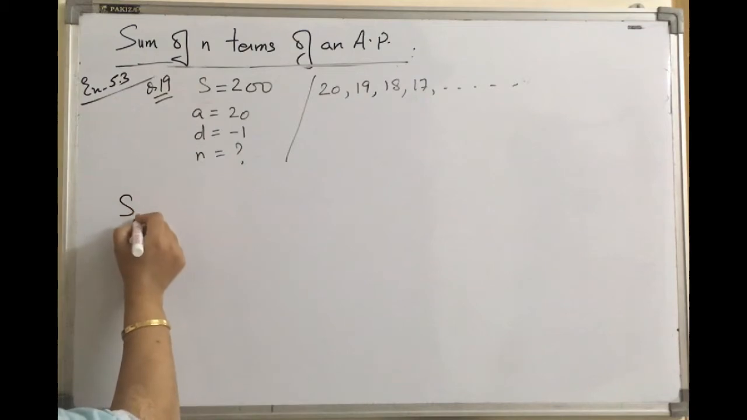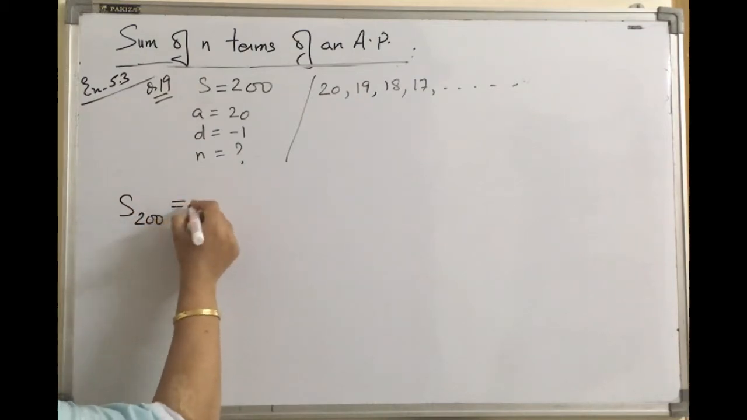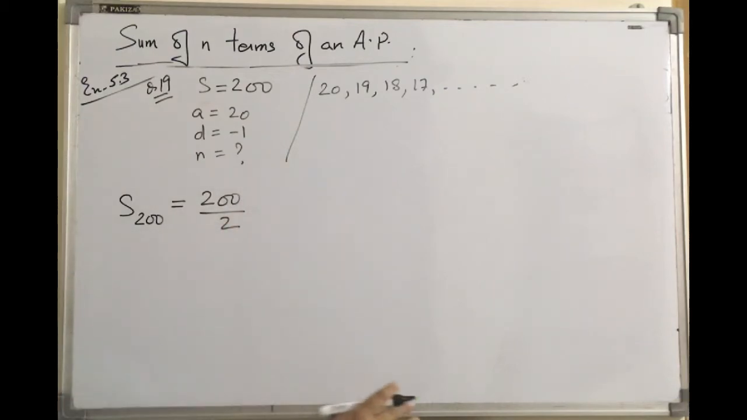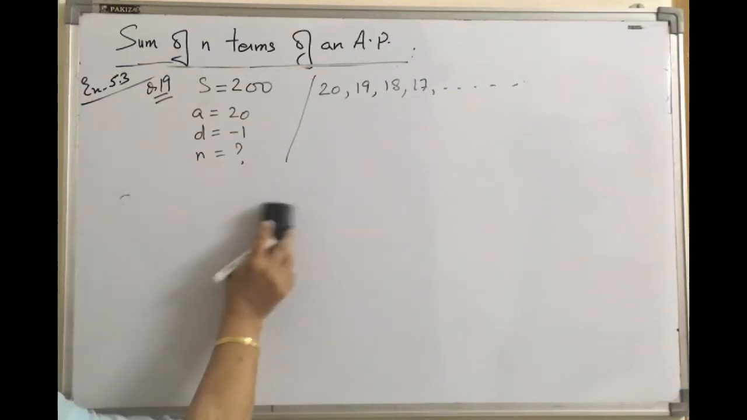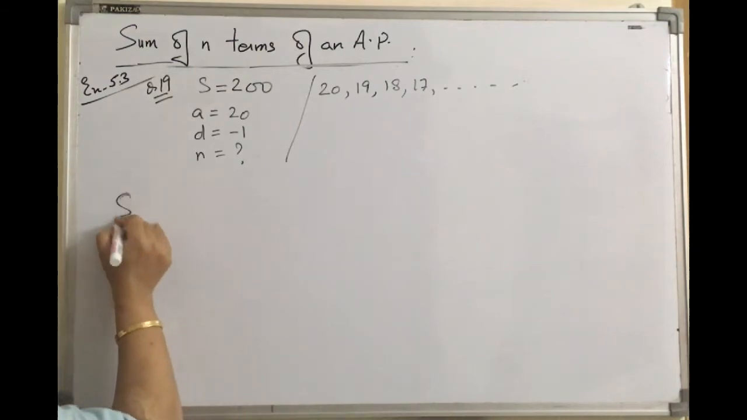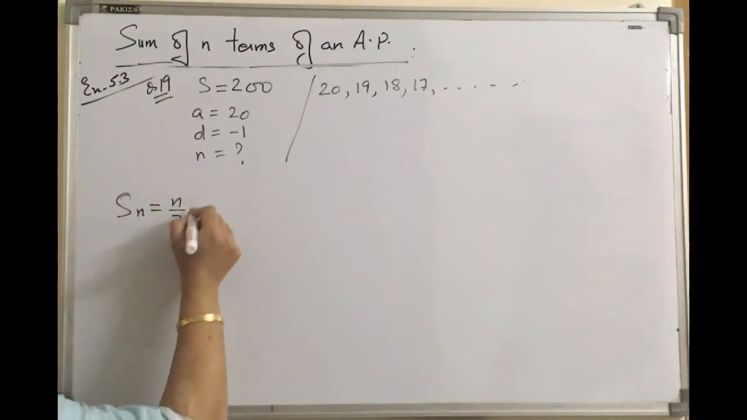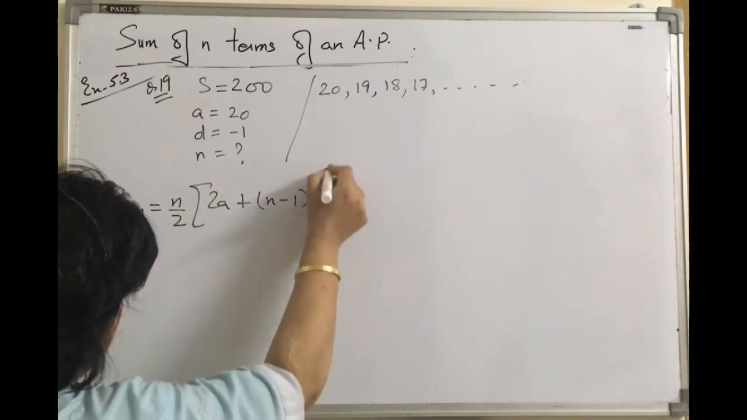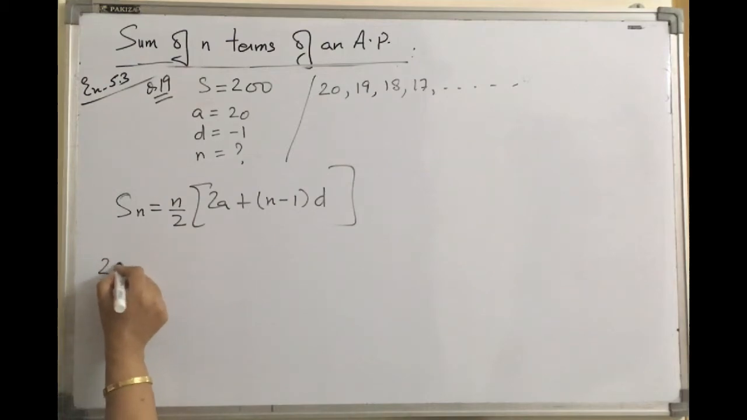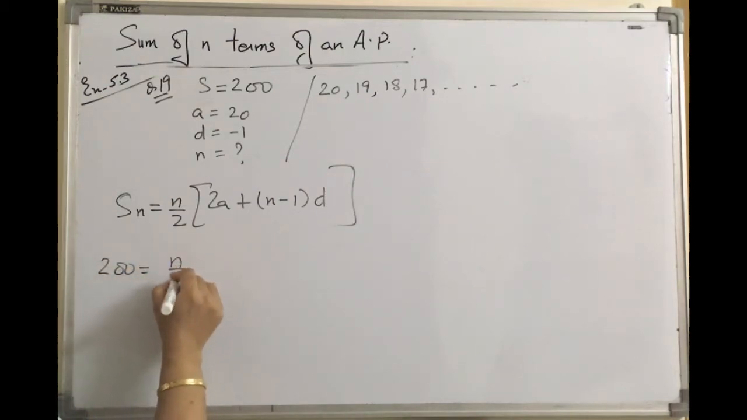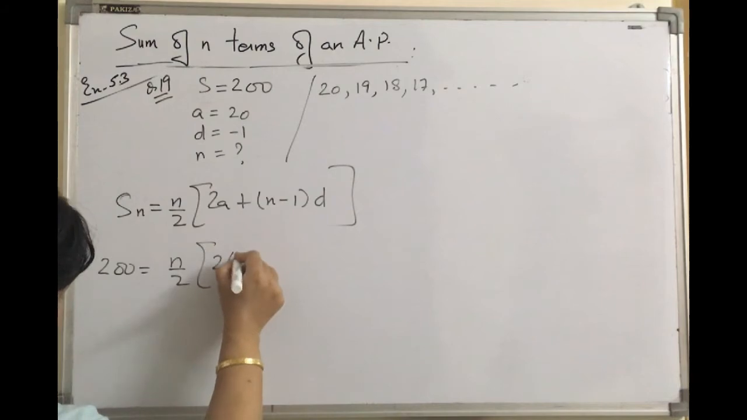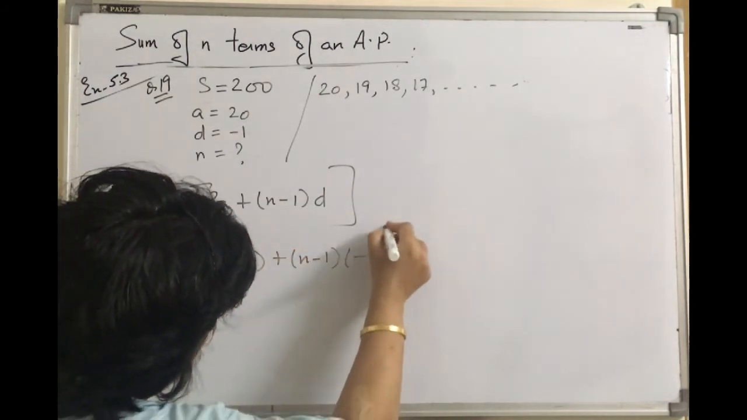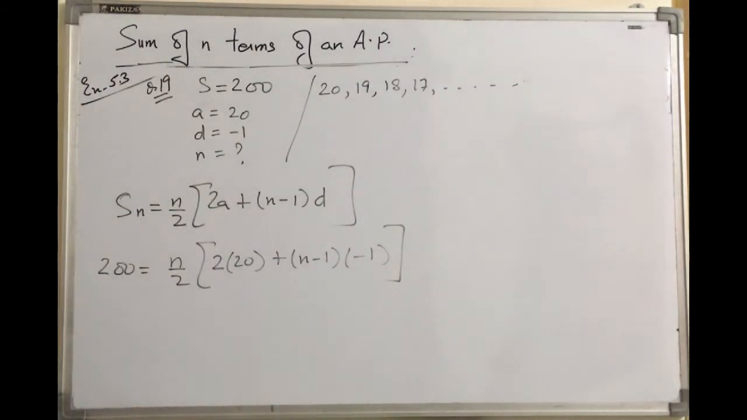Very clearly, we'll use the formula for sum. S200 will be n by 2. We'll use the formula for sum. Sn is n by 2, 2a plus n minus 1 into D. Sn is 200 and we don't know n. 2 into a, 20, n minus 1 and the value of D is minus 1.